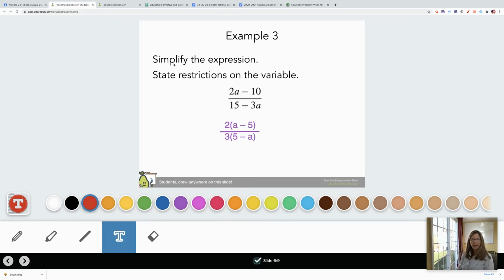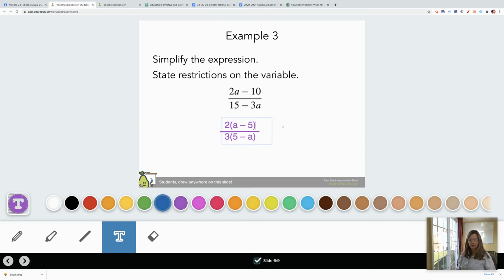And we are simplifying our numerator by factoring out a 2. I'm simplifying my denominator by factoring out a 3. And I'm noticing that, wow, these things look so close, don't they? A minus 5 and 5 minus a. Are they the same thing? Well, no, they're not the same thing.